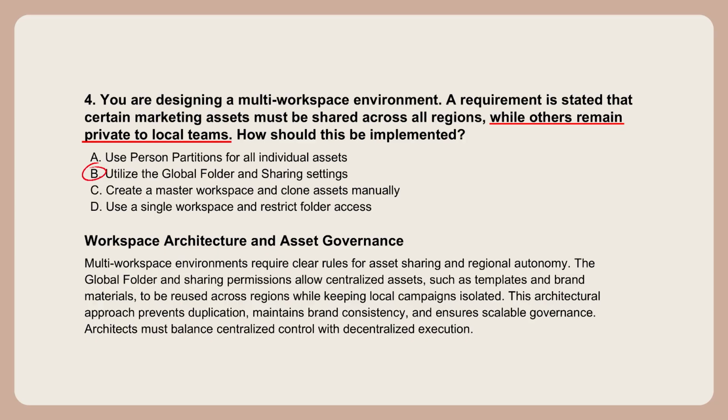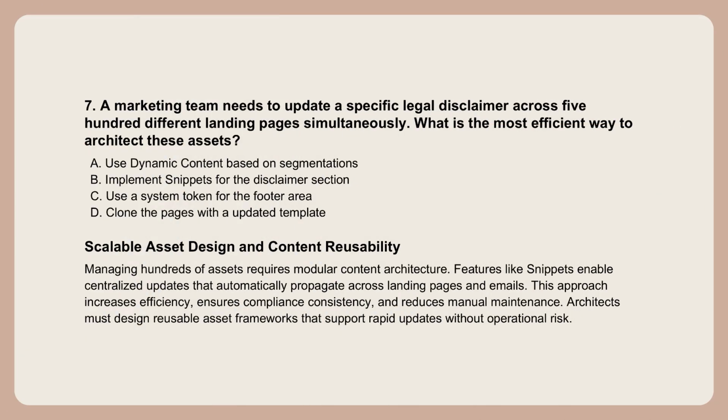Speaking of scalable asset governance, let's look at asset efficiency at the micro level with practice question 7. Anyone who has managed enterprise operations will feel the pain of this next scenario. I'm bracing myself. A marketing team needs to update a specific legal disclaimer, but they need to update it across 500 different active landing pages simultaneously. Ouch. Yeah. The correct architectural approach on the exam is to implement snippets for that disclaimer section.